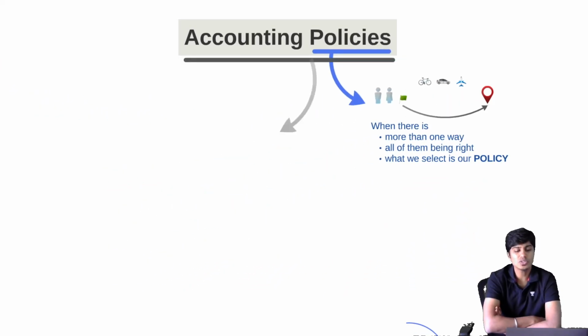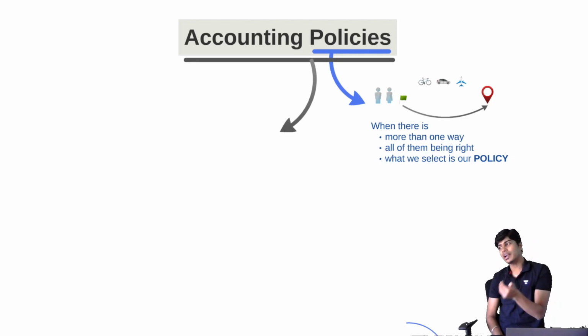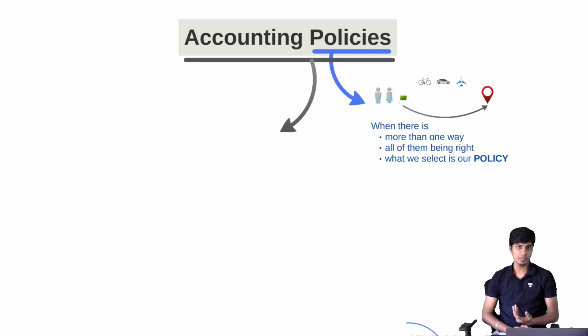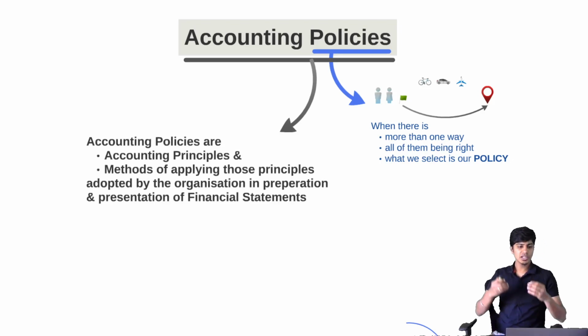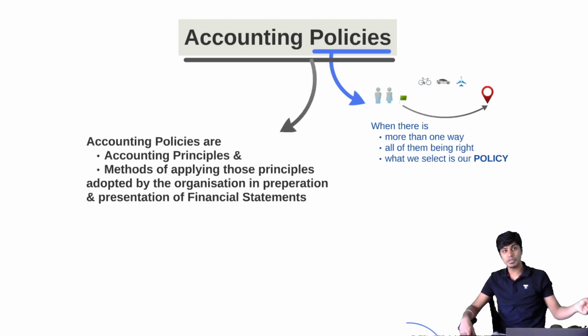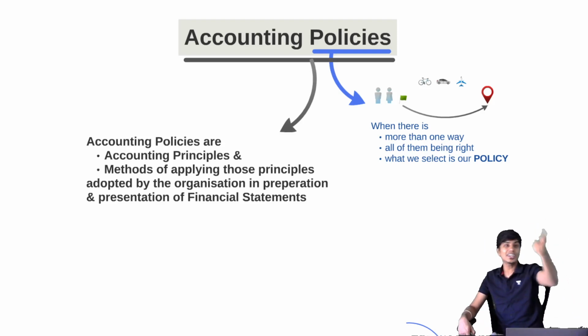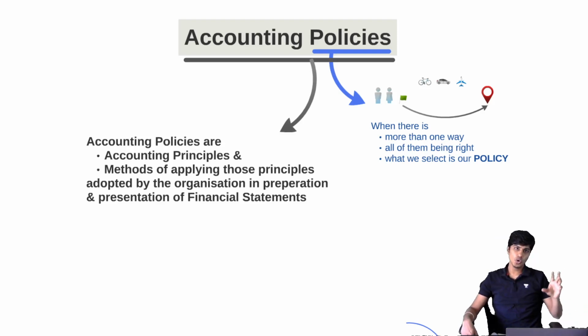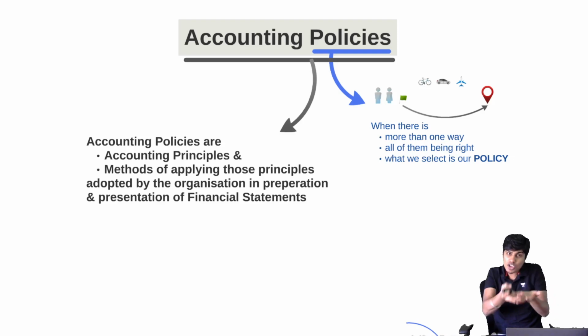Similarly, in accounts also there are several instances which can be handled differently. Multiple options are available, and what the organization will choose to follow is its policy. Meaning, accounting policies are principles and methods of applying those principles adopted by the organization in preparation of financial statements. Meaning, there are alternative accounting principles and there are alternative methods of applying those principles. So, among the several options available, what we choose to follow and how we follow is our accounting policy.